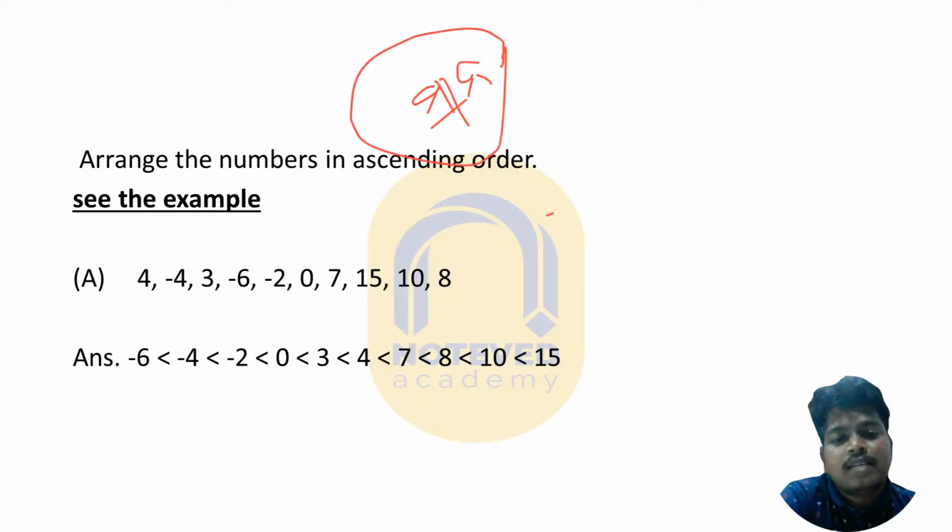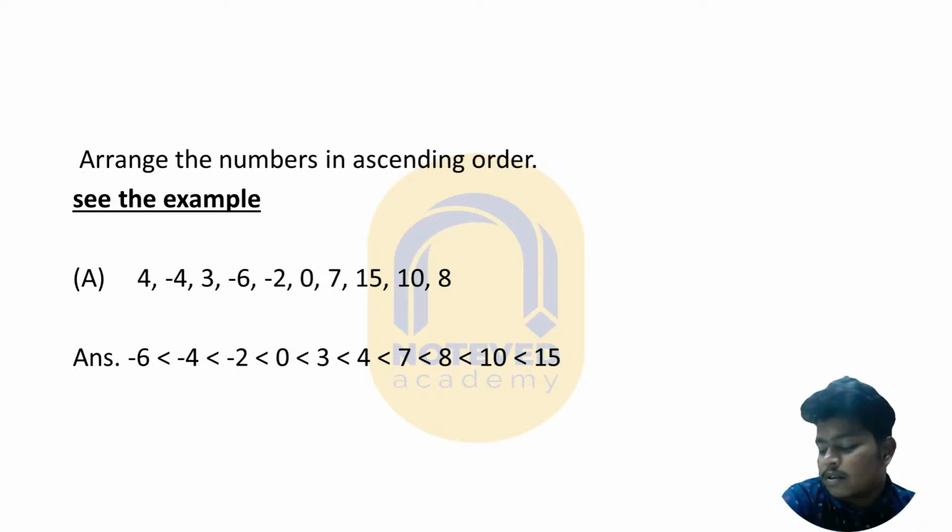That is ascending order, smaller to greater. Okay students, so here the smallest number is -6 and then -4. Why? -6 is at the left end of -4 and -4 is to the left of -2. So -2 is greater than -4, and -4 is greater than -6. In this way, 0 is greater than -2, then 3, 4, then 7, then 8, then 10, then 15. So we have arranged the given numbers in ascending order.